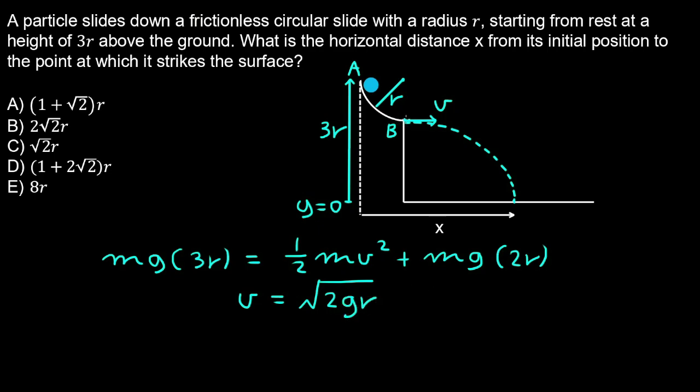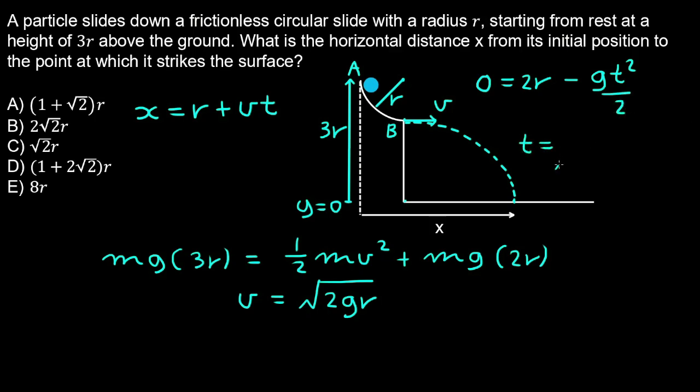And using a horizontal projectile motion equation, we have the final x position is the initial x position, being r, plus the horizontal component of velocity by time. And the vertical projectile motion equation gives the final y position is the initial y position of 2r, plus the vertical component of velocity by time, which is 0, minus g by t squared on 2. So that gives the time t being equal to the square root of 4r on g.